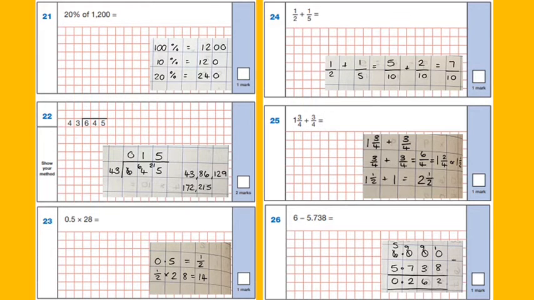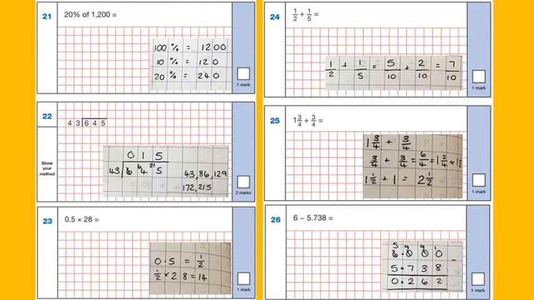Number 24, I've got 1/2 add 1/5. Now for this question, we've got 2 different denominators. We have to find the common denominator, so I would always recommend timesing your 2 denominators together. 2 times 5 is 10, so I know both of those numbers can go over 10.